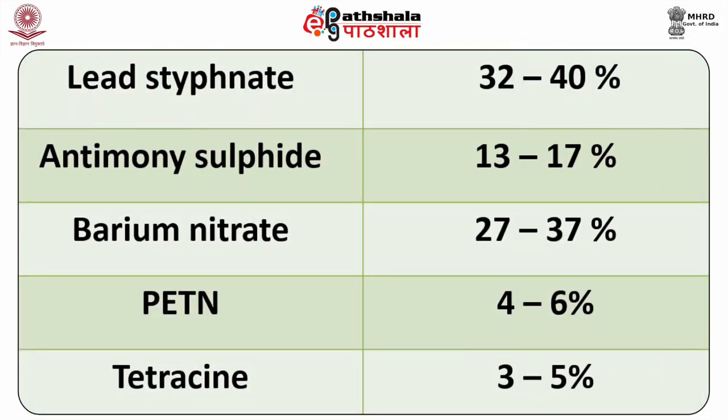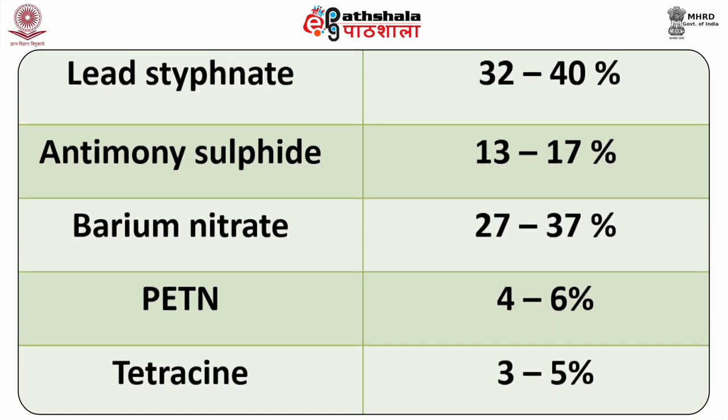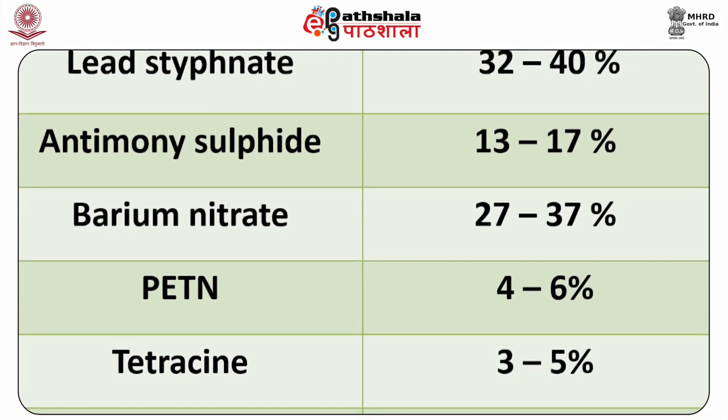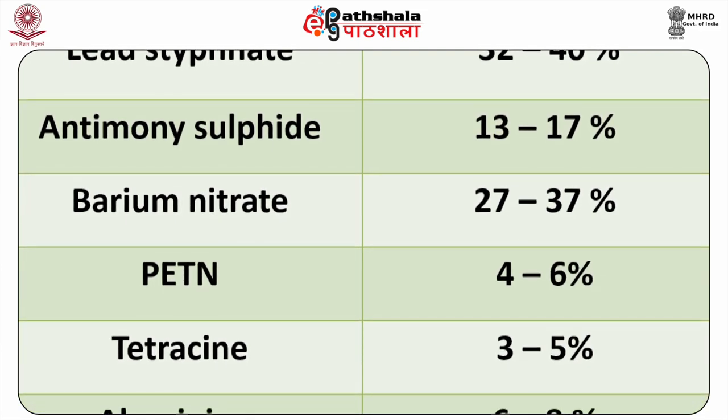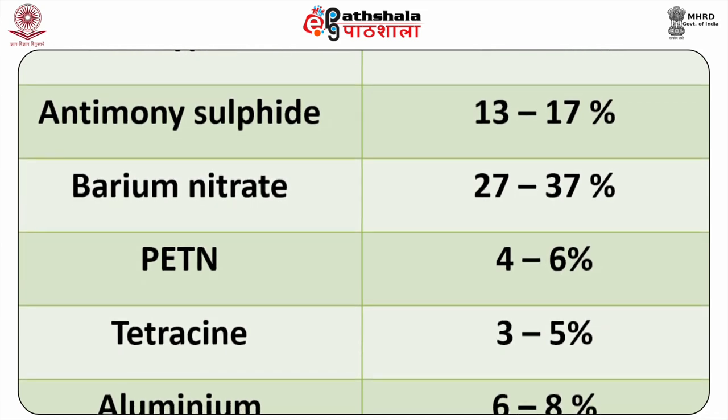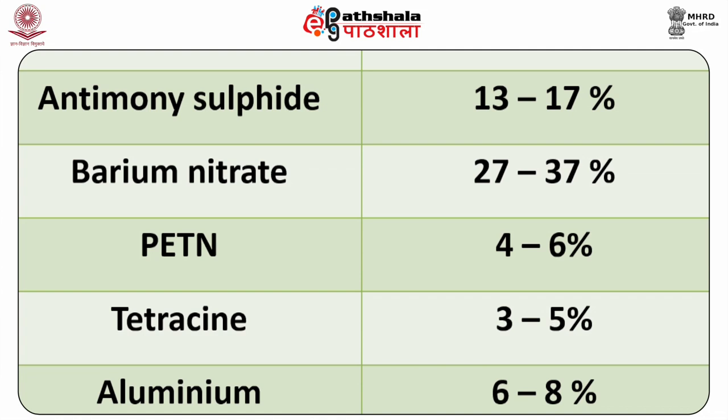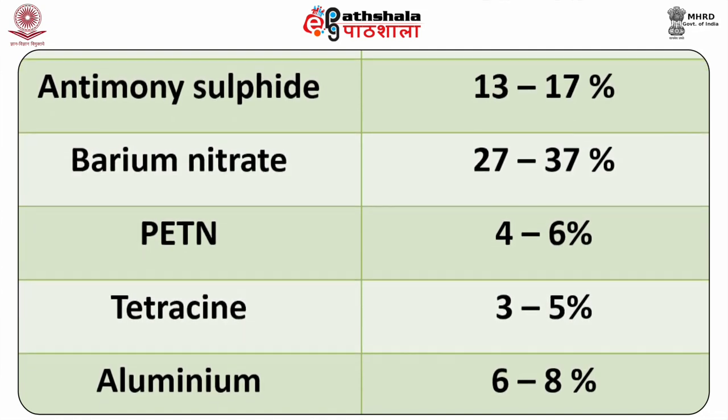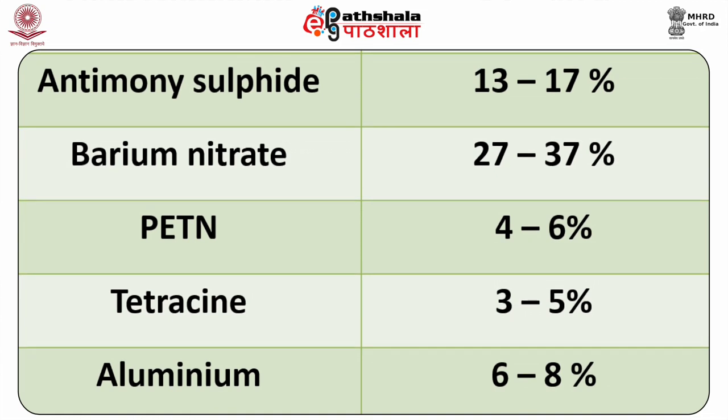In view of the above defects, new primer compositions have come up by replacing mercury fulminate. In our country, the new primer composition being used is as follows: lead styphnate 32-40%, antimony sulfide 13-17%, barium nitrate 27-37%, PETN 4-6%, tetracene 3-5%, and aluminium 6-8%. In military ammunition, mercury fulminate as the main ingredient has been replaced by lead styphnate in most of the countries.